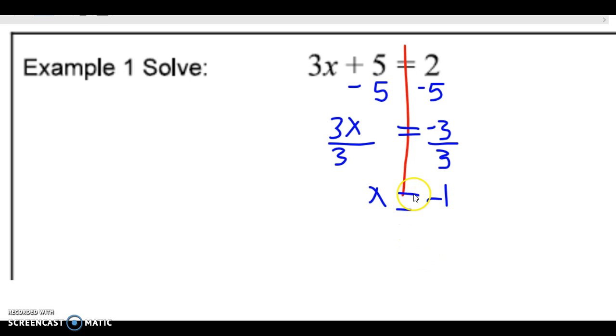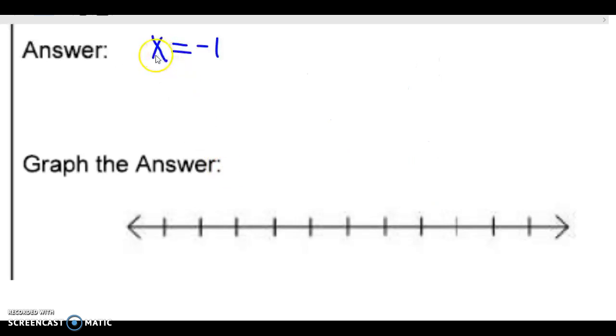Notice that there's only one solution here, which is negative 1. So our answer is x equals negative 1, and we're going to graph this on a number line. So negative 1 is right here. There will be a closed circle right there at negative 1, which is our solution.